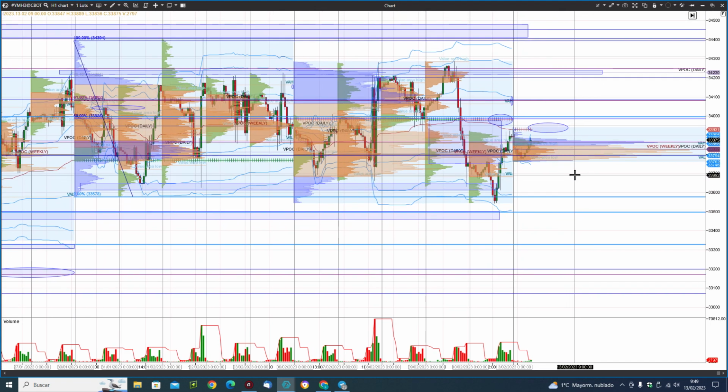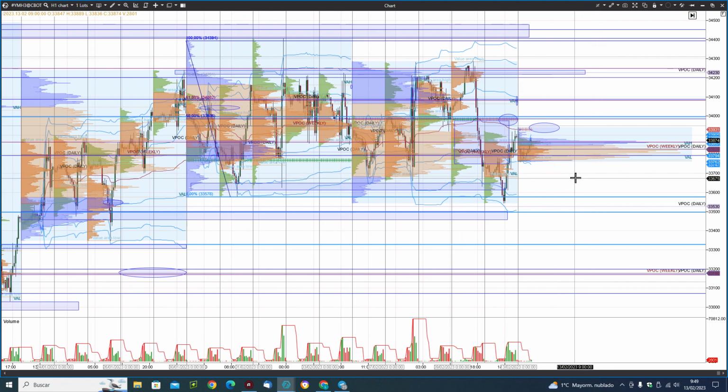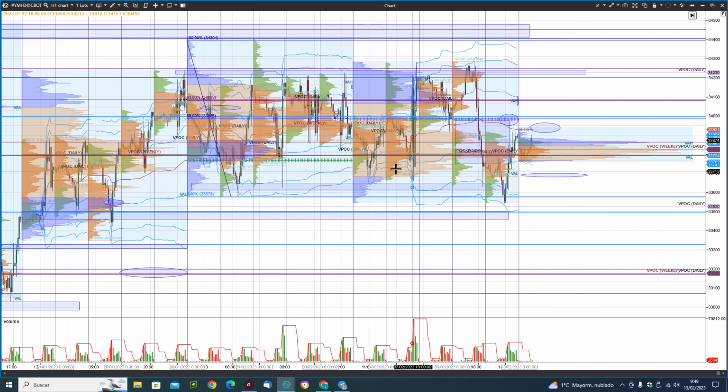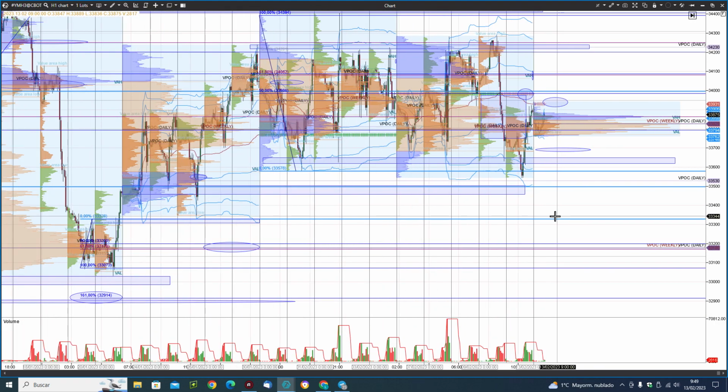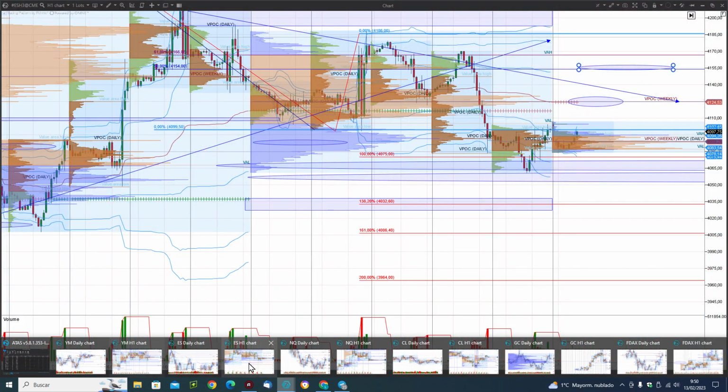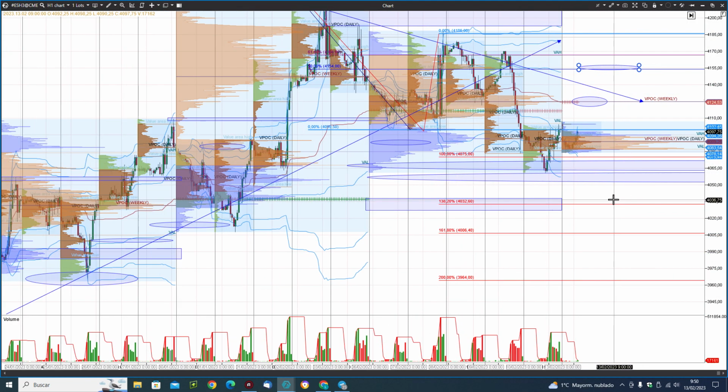About lower targets, first of all, value area low of last week, 33,688, let's mark it, and then this price action zone. Let's extend. If we break this zone, including this minimum of last week, we could go to the next step of price action zones, about 33,500.